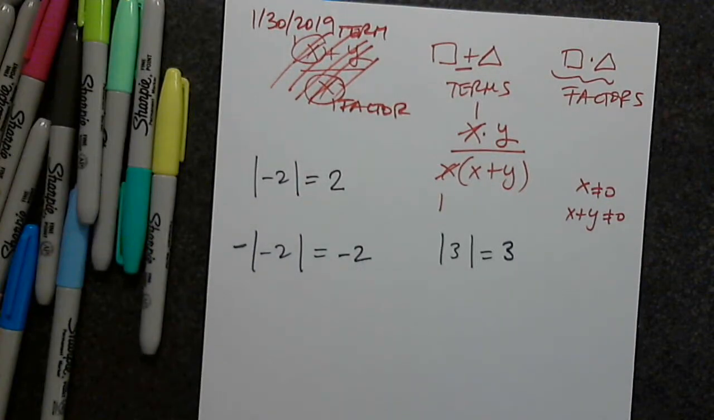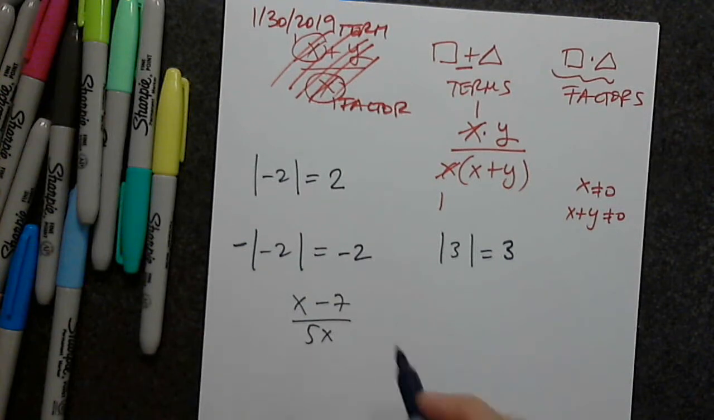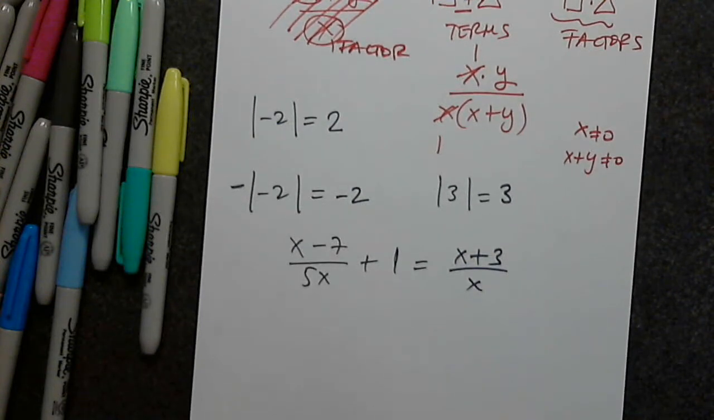X take away 7 over 5x, plus 1, equals x plus 3 over x. Excellent problem. Excellent question. Thank you. Let's double check that we copied it correctly.